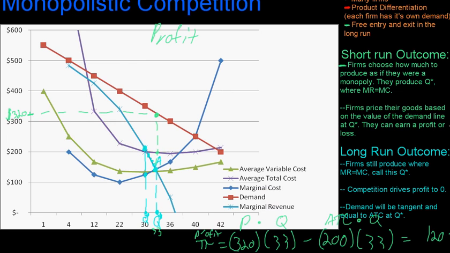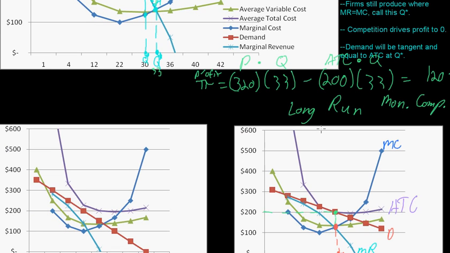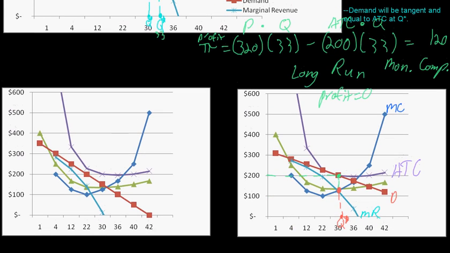The long run outcome, this is profit equal to 0. So this is neither a profit nor a loss. And then the third graph that I included here is what a loss looks like in a monopolistically competitive market. So firms may tolerate a loss in the short run, but they won't ever tolerate it in the long run.